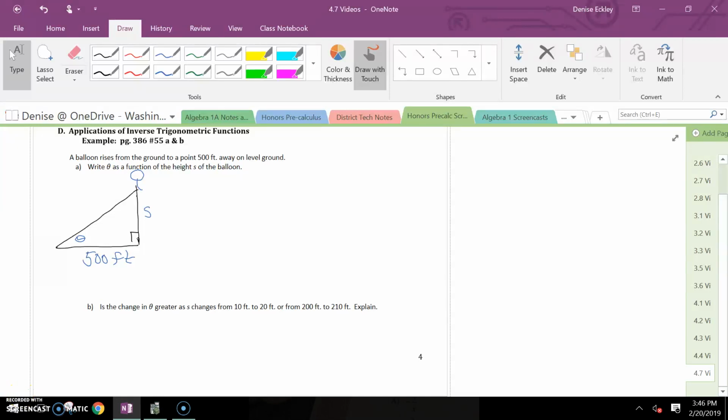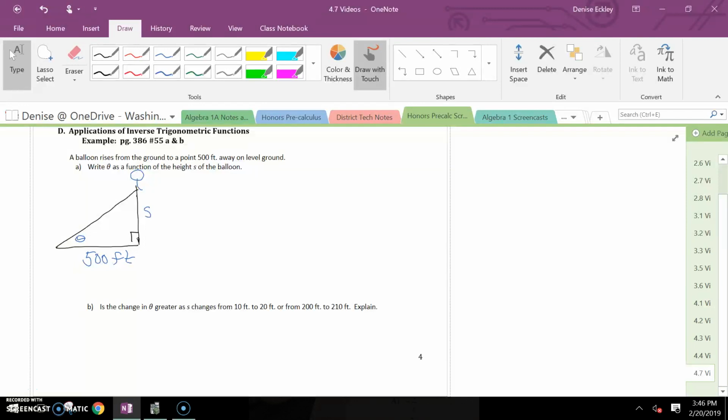And finally, from section 4.7, we have on page 386, number 55, and we're just doing parts A and B. So what we're looking at is a hot air balloon that rises from the ground to a point 500 feet away on level ground. So we're asked to write theta as a function of the height s of the balloon. So here I have a right triangle with my balloon up there, and I have theta marked in, my 500 feet, as well as the height s.